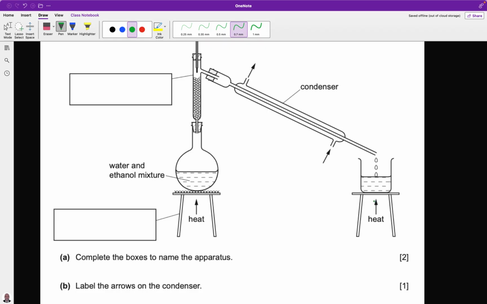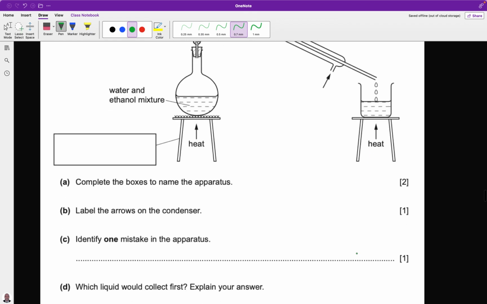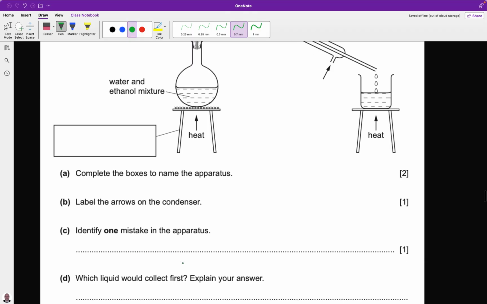So the mistake is putting heat under the collecting beaker. That's what you are supposed to write. One mistake is putting heat under the collecting beaker. You are not supposed to put heat there. That's the mistake that was done.